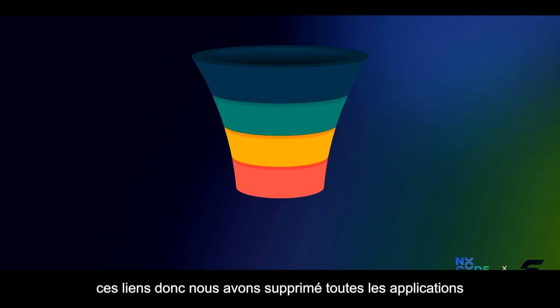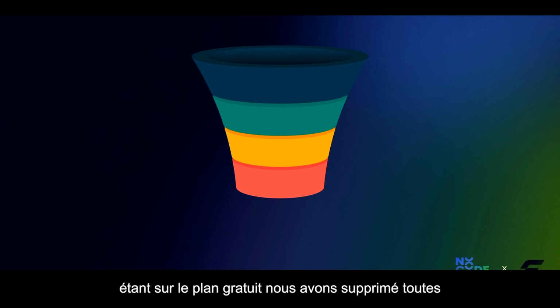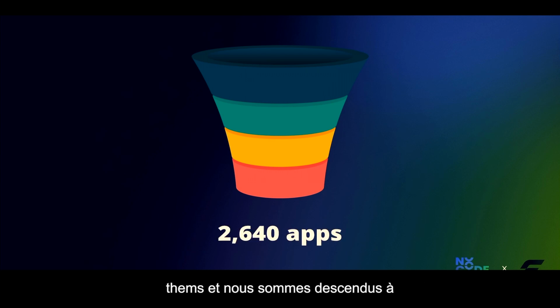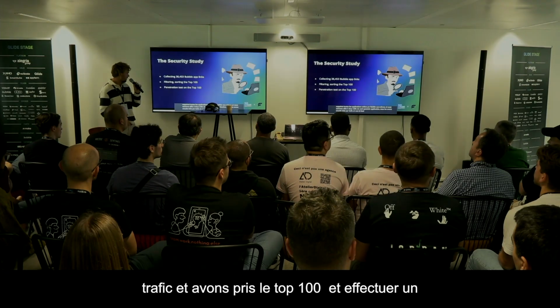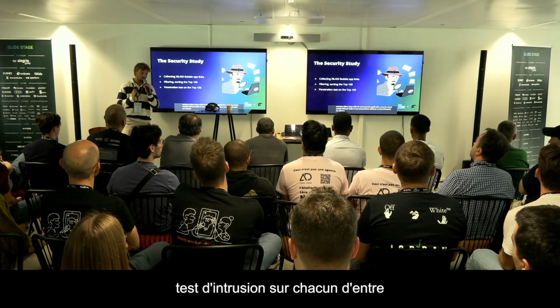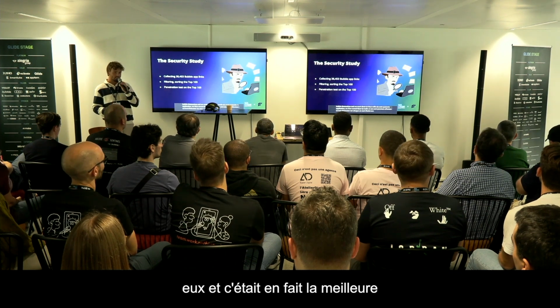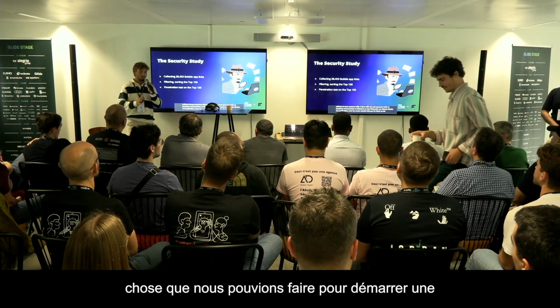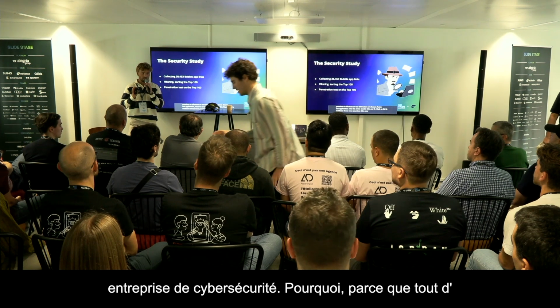So we removed all the apps being on the free plan. We removed all the apps being on agency plans. We removed all the apps built by Bubble themselves. And we went down to 2,640 applications. We then sorted them by traffic and took the top 100 and ran a penetration test on every single one of them. And this was actually the best thing we could do to start a cybersecurity company.